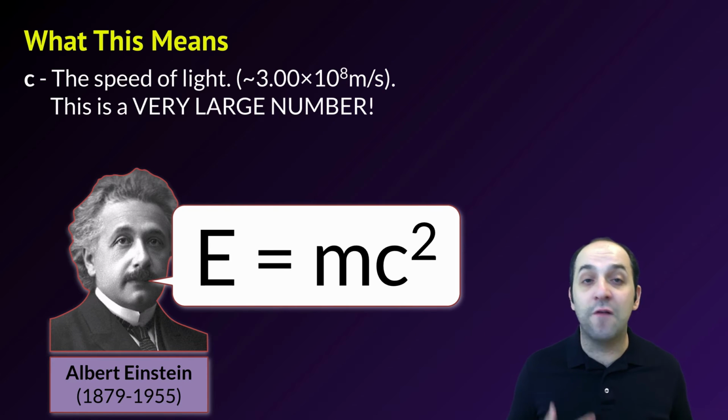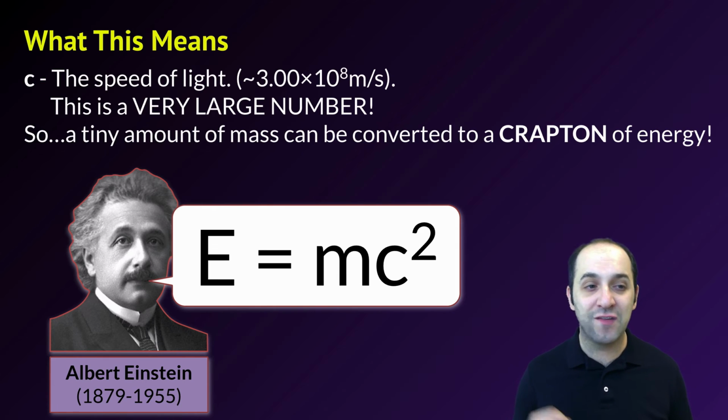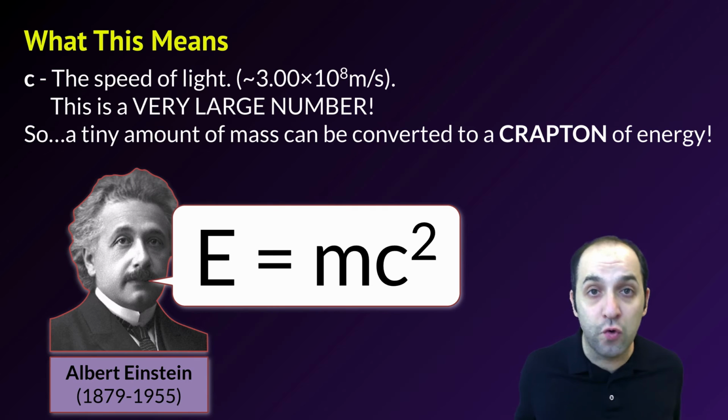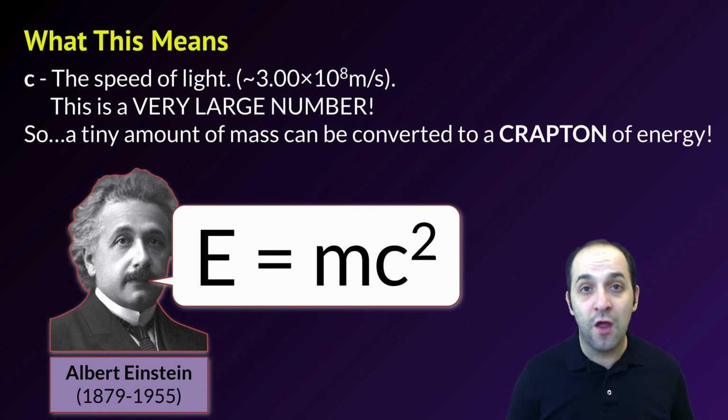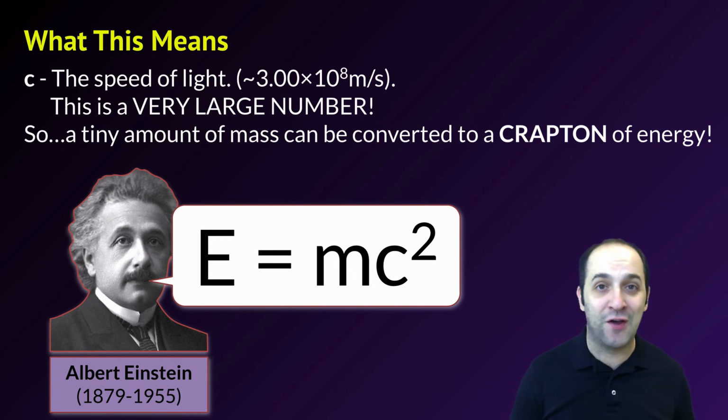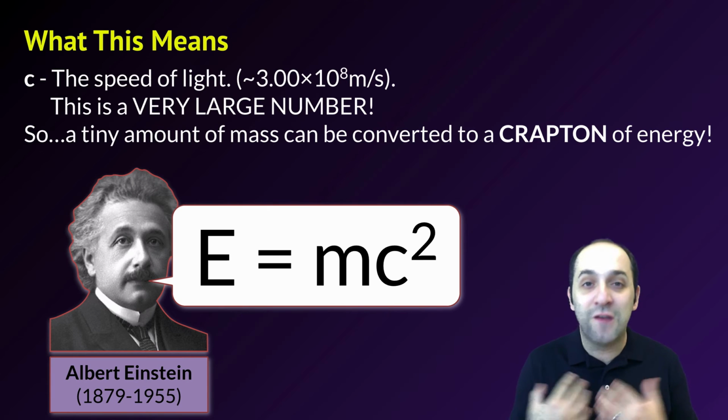So c is the speed of light, which is approximately 3.0 times 10 to the 8th meters per second. This is a very large number. It's in fact so large that we don't think anything can actually travel faster than this number in the universe. So it's a giant number. And so what that really means is that just a tiny amount of mass can be converted into a huge amount of energy. Here I'm using the famous metric unit known as the crap ton, right? It's just a ton of energy.